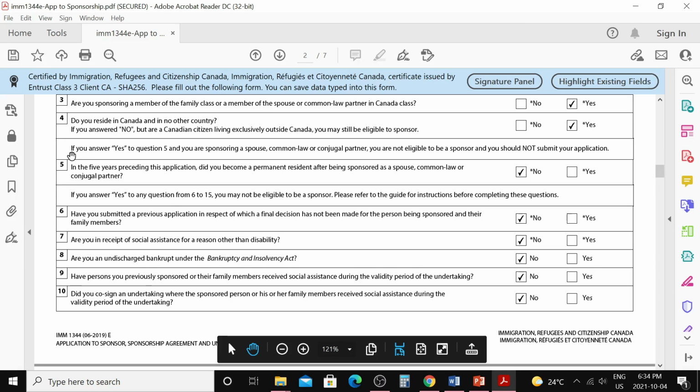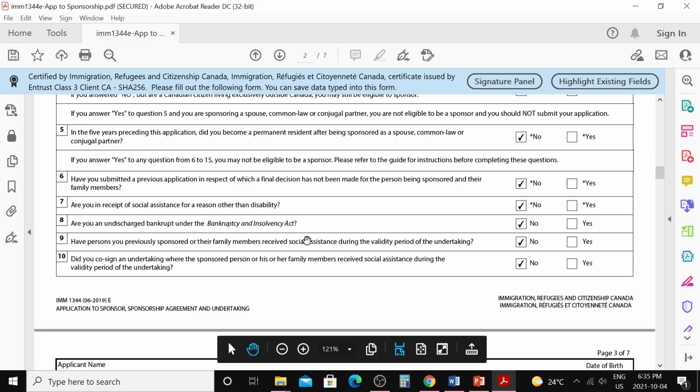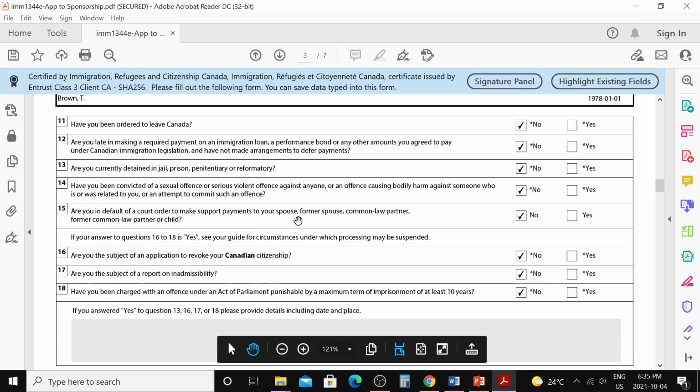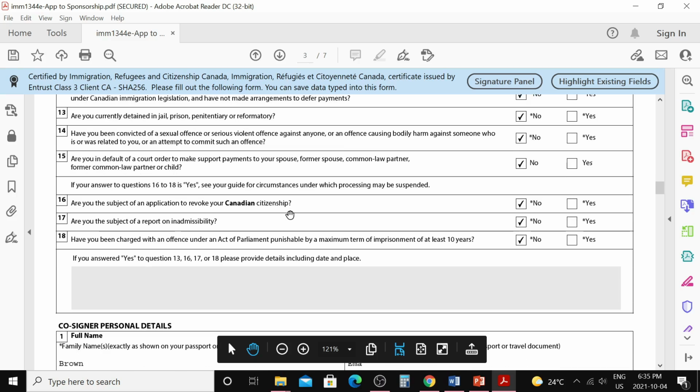Here they say that if you answer yes to question number 5, that is in case you are sponsoring your spouse. Here we are filling the application for parents and grandparents, so it does not matter if you answer yes or no, but read the question and answer accordingly. Question number 6: if you answer yes to any question from 6 to 15, you may not be eligible to sponsor. You can read these questions and answer accordingly, but in most cases these answers are no. You can just read them one by one and answer them accordingly, but I would say all of them will be no.